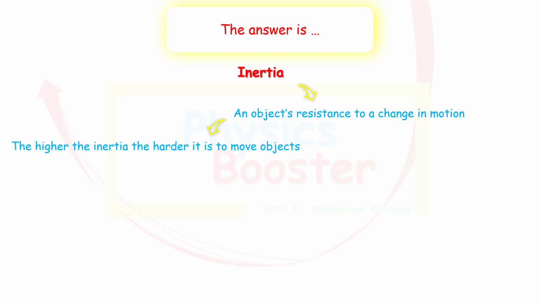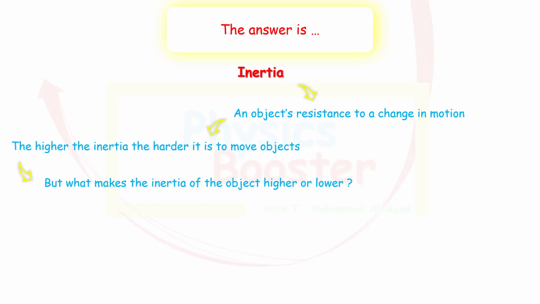Okay, so now we're trying to get an understanding of what inertia is. We know that it's the resistance to change in motion, and the higher the inertia, the harder it is to move an object. But what makes the inertia of the object higher or lower?